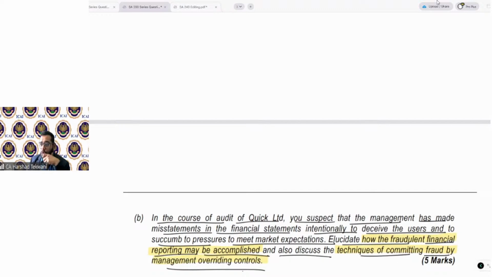What management can do? See, when I talk about fraudulent financial reporting, it's related to financial reporting. Now, if you see the financial reporting process, what it includes: journal entries, financial statement closure entries, accounting estimates. And if I want to do a fraudulent financial reporting, I'll do a fraud in these areas. Simple. So let us see the answer.